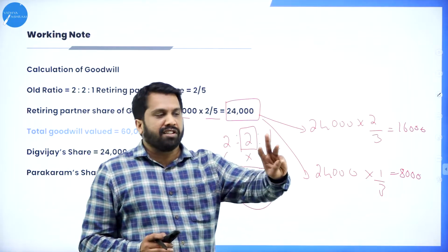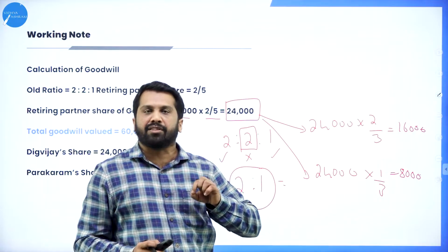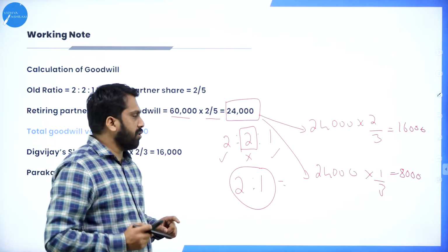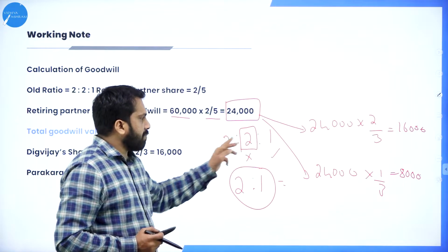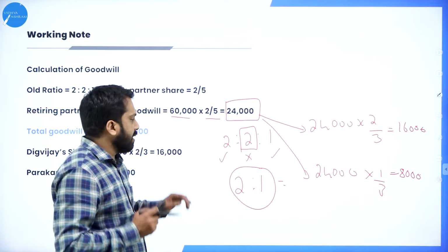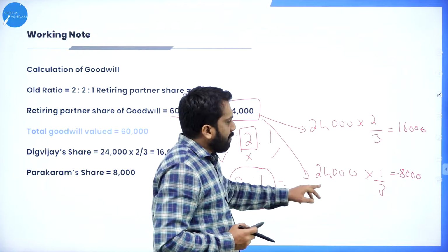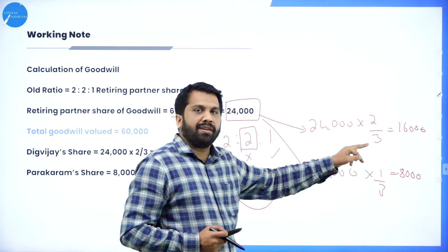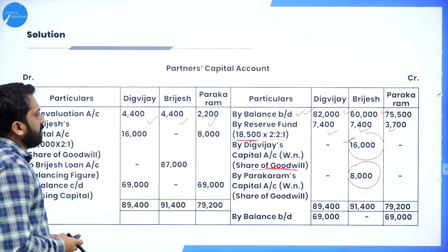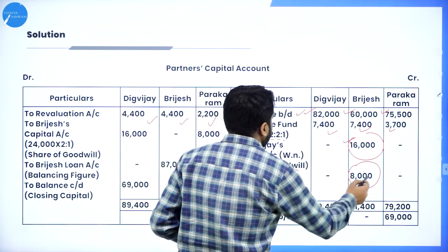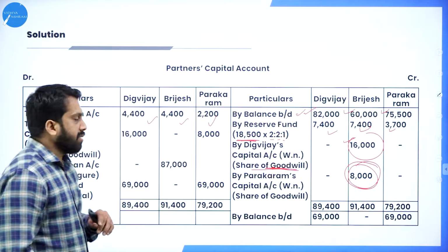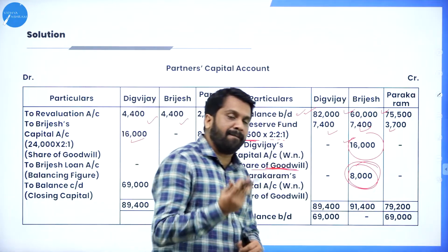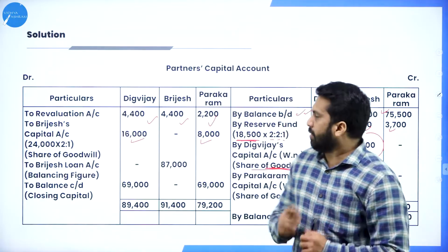The 24,000 should be paid by whom? Remaining partners. First person and third person still in the partnership, so this 24,000 should be paid by the old partners. What ratio? If you remove this, 2:1 will be the ratio of old partners. Now, 24,000 into 2 by 3, 24,000 into 1 by 3. First person has to give 16,000. Second person has to give 8,000. Now come back. See, 16,000 by first person, 8,000 by second person. Similarly, 16,000 and 8,000, whatever distributed by old partners. Hope you are clear. Yes.